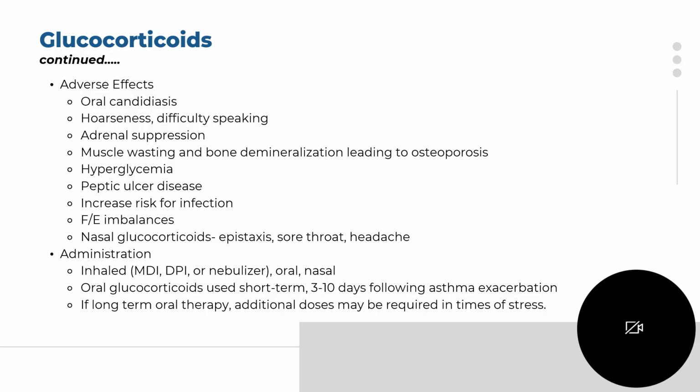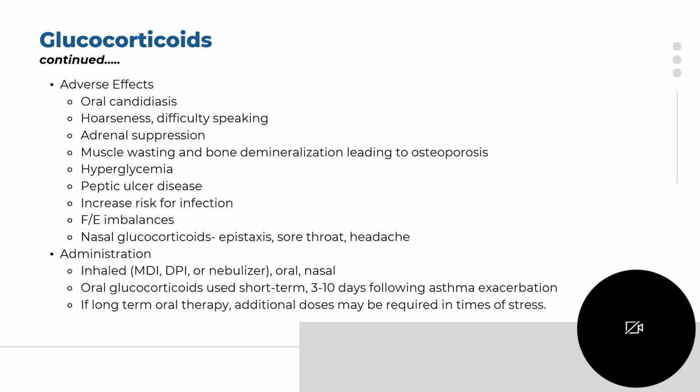So, what would that look like? White patches, might be red, might be irritated. Okay, so that would be a bad sign. Could have hoarseness, difficulty speaking, adrenal suppression, because we said that this is replacing the adrenal function, right? So my adrenals might go to sleep. If I just abruptly stop taking this, they might not function like they're supposed to. So tapering would be important with this also. Same deal: muscle wasting, bone demineralization, high blood sugar, peptic ulcer disease. We've talked about the other things.